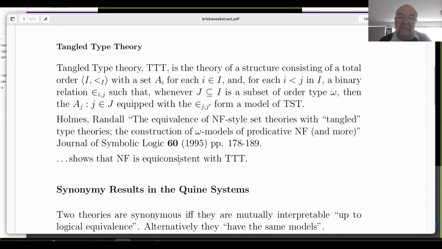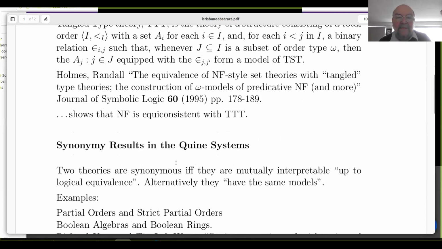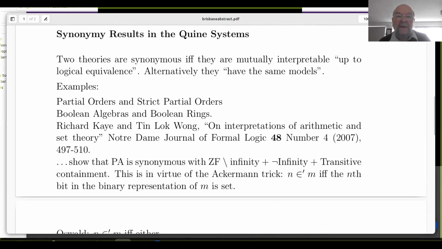But the other thing I want to talk about are the synonymy results in the Quine systems. Now, synonymy as a mathematical phenomenon goes back to, well, the earliest thing I can think of is something in the Skolem Memorial volume of 1965. But let me tell you what synonymous theories are. Two theories are synonymous if they're mutually interpretable up to logical equivalence.